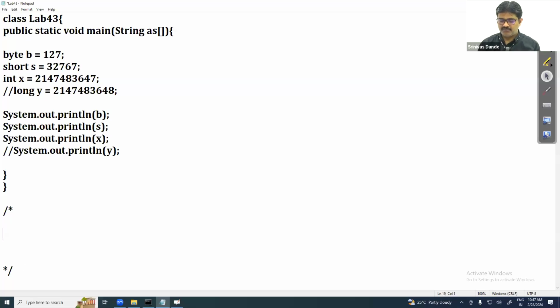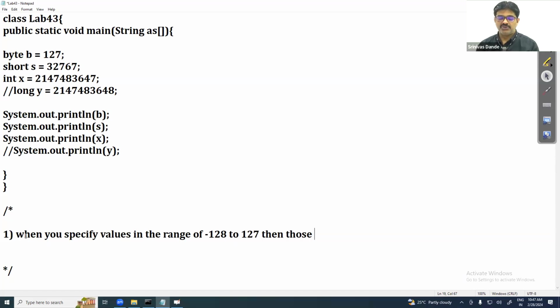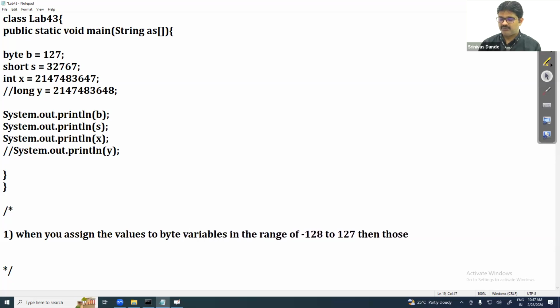For example, first point: when you assign the values to byte variables in the range of minus 128 to 127, then those will be considered as byte only.